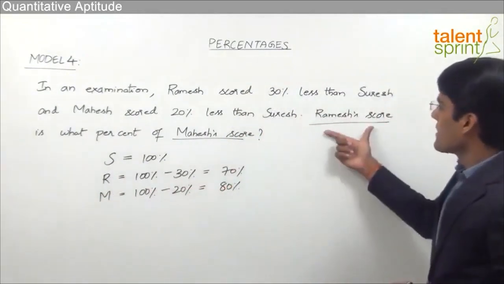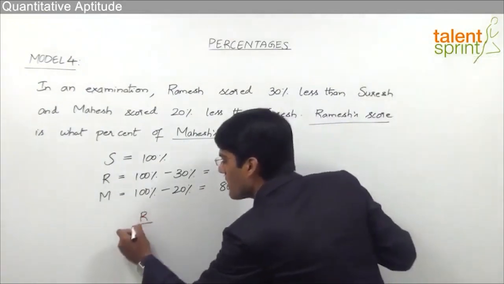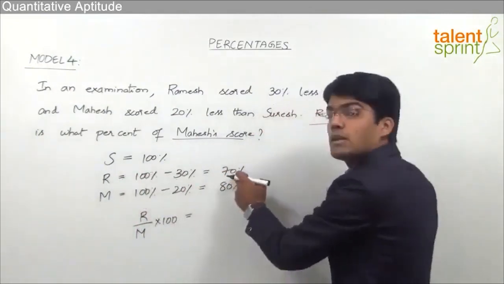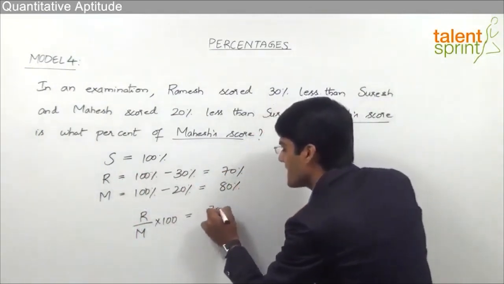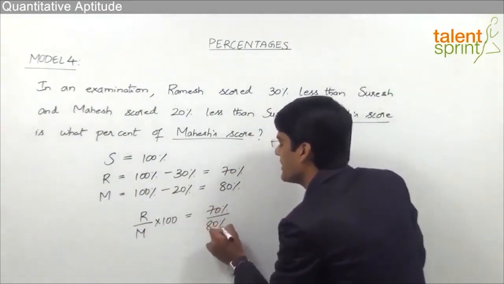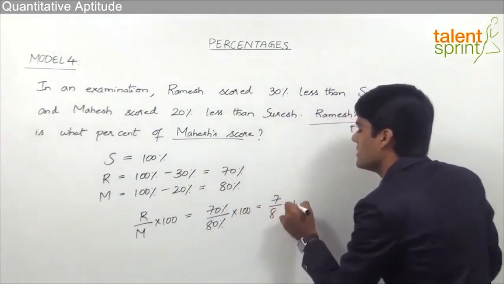Now we have to find out Ramesh's score is what percent of Mahesh's score. The answer here should be Ramesh's score by Mahesh's score into 100. Now as we know that Ramesh's score is equivalent to 70%, we can take this as 70% upon Mahesh's score is equivalent to 80% into 100. So this can be taken as 7 by 8 into 100.